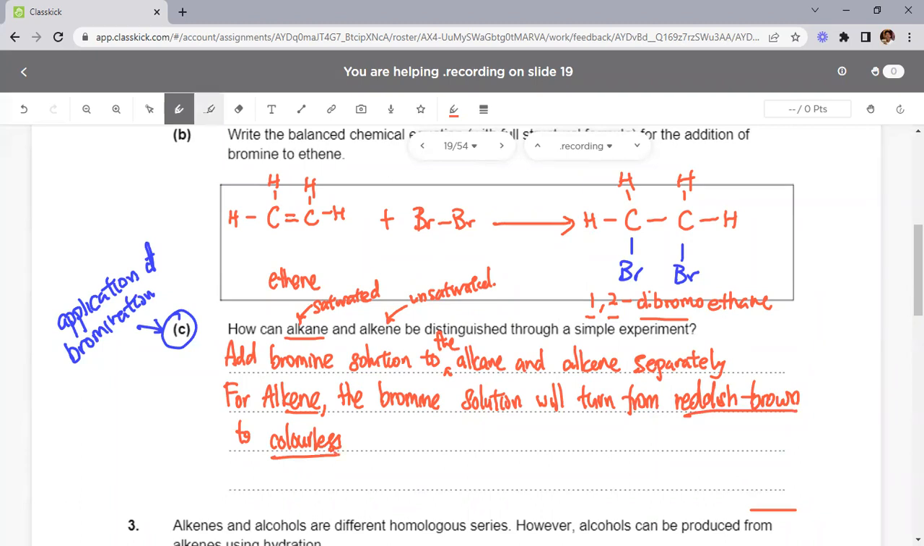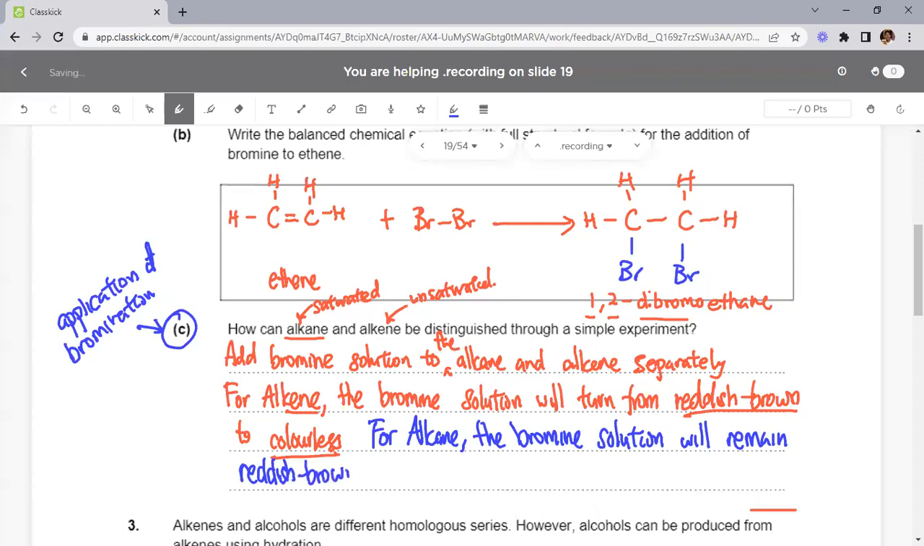Okay. Whereas, I'm going to write in blue now, for alkane, the bromine solution will not have a change in color. The bromine solution will remain reddish brown. So that's actually how you distinguish between your alkane and alkene if you have them mixed up. You just add bromine solution to a small sample of it. The bromine solution will turn from reddish brown to colorless for alkene. If it's an alkane, the bromine solution will remain reddish brown. So that's actually how you distinguish.